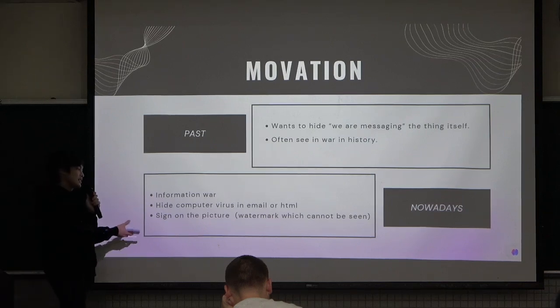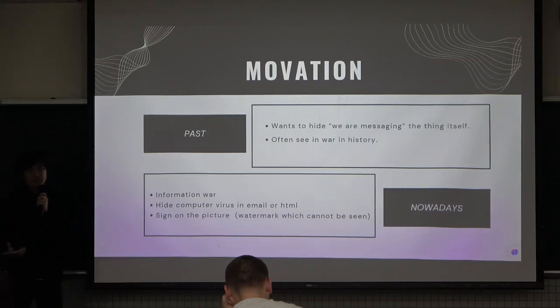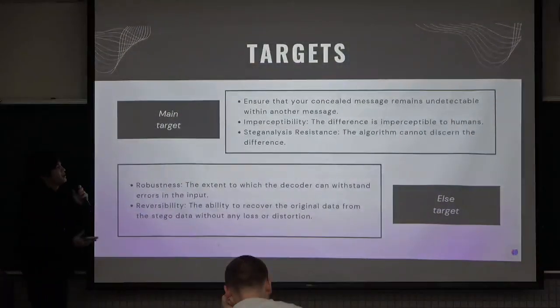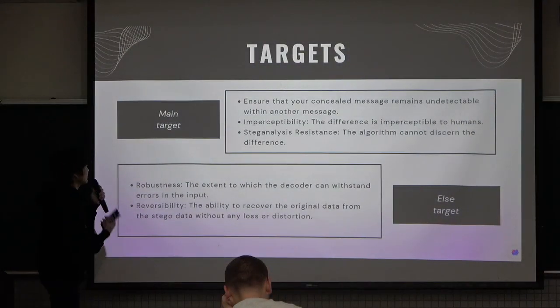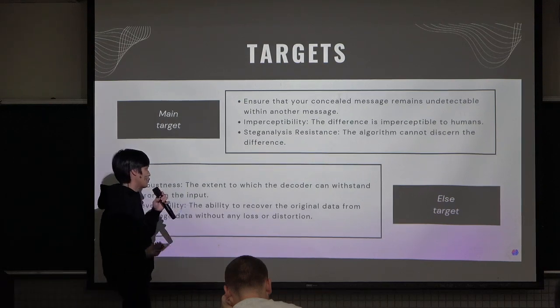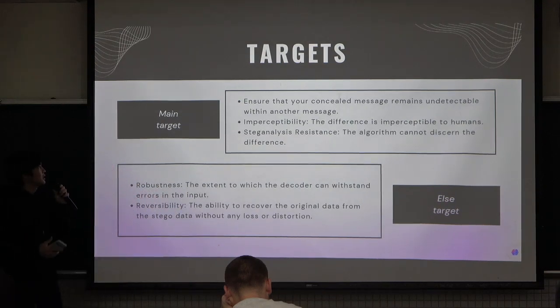Another way is to sign on the picture, but the sign is unseen, like a watermark that cannot be seen in an obvious way. We need to decode it to find out there's a watermark. So what is the target? The main target is that we don't want everyone to know we have secret messages. So there are some targets we all need to focus on.